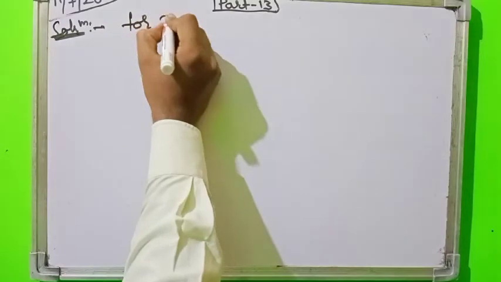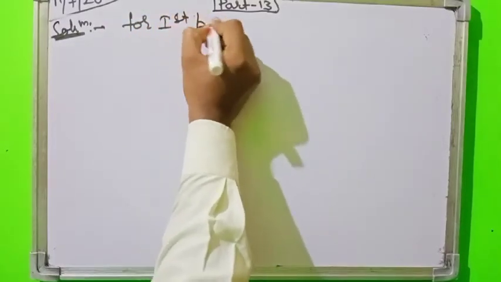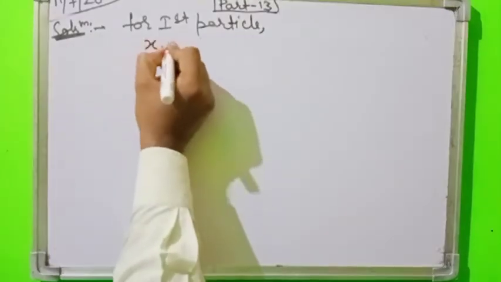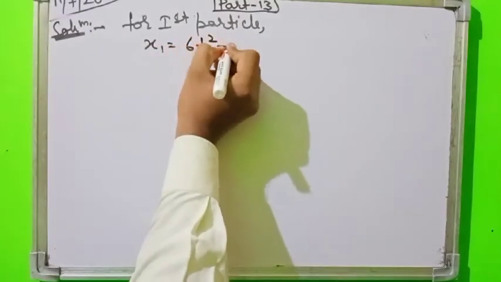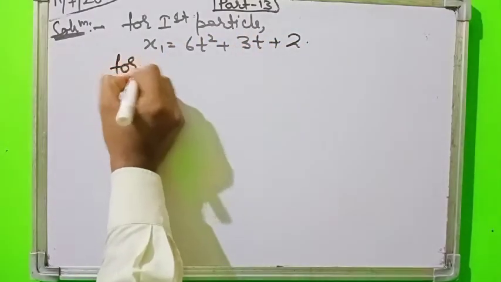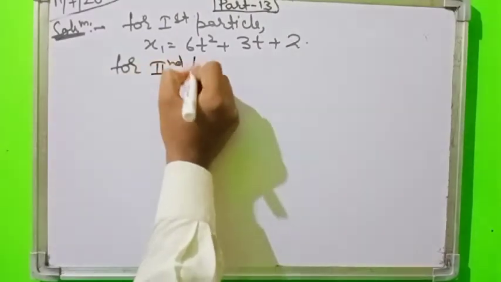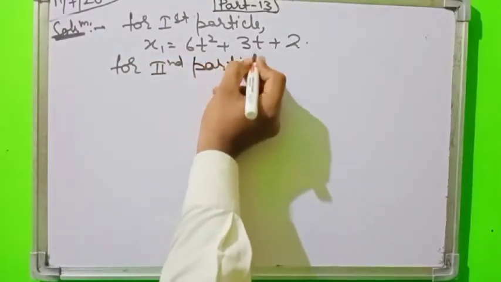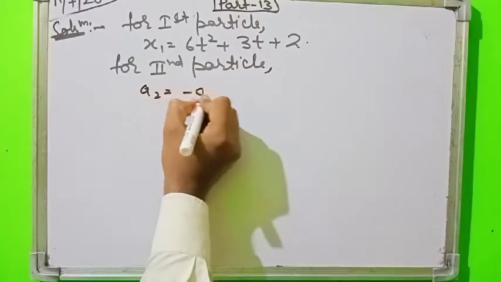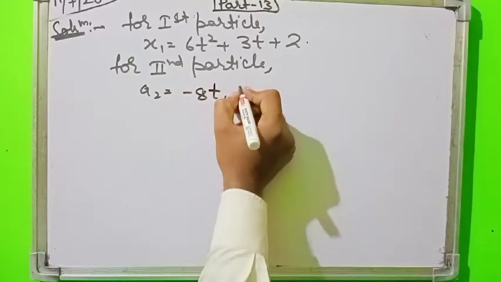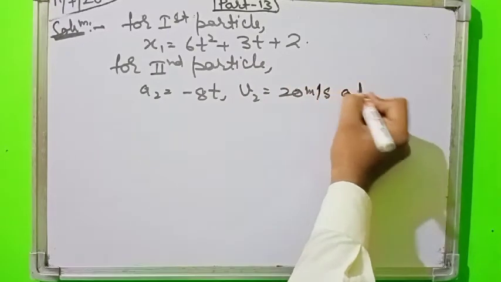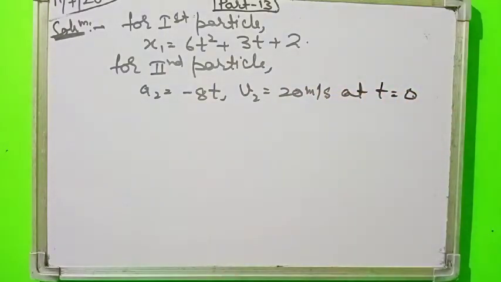For the first particle, x1 is equal to 6t square plus 3t plus 2, and for the second particle, a2 is equal to minus 8t, v2 is equal to 20 meter per second at t is equal to 0.